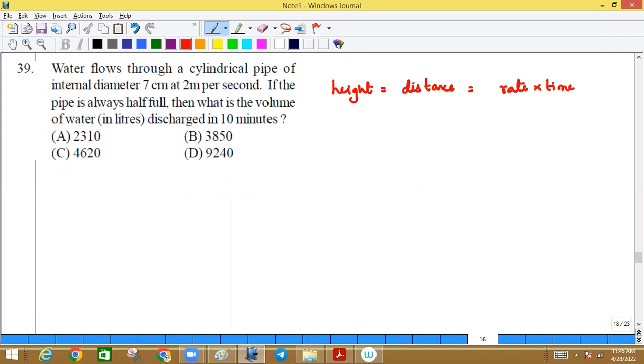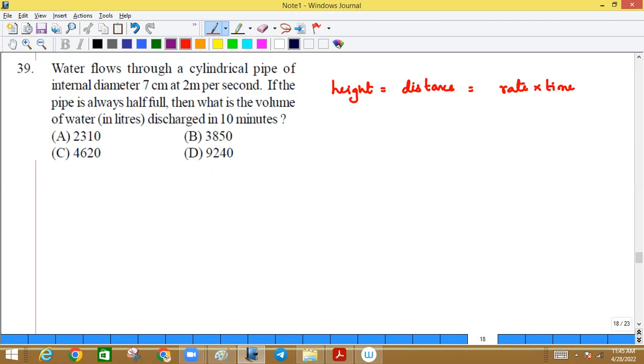This is in place of what? If it is flowing in a cylindrical pipe, then it is the length of the cylindrical pipe. In place of the length of a cylindrical pipe, which means the height of the pipe, you need to substitute the distance. If it is flowing in a river, it is in a cuboidal shape. If it is in a cuboidal shape, then the length of that cuboid is equal to the distance traveled by the water. That's how you do it.